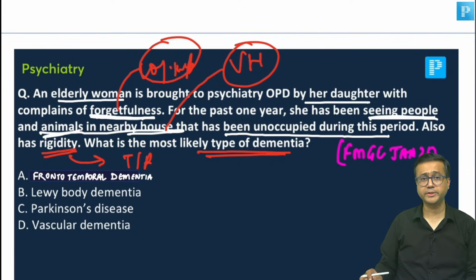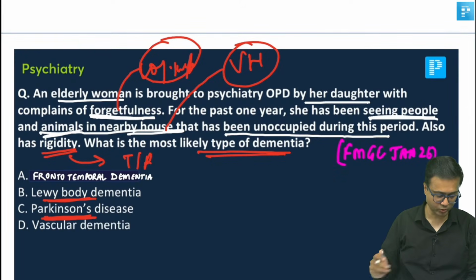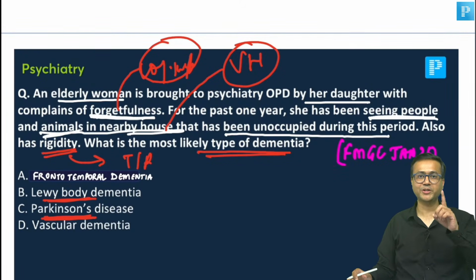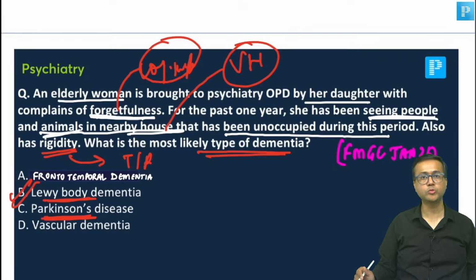Okay, so tell me, is it Lewy body dementia or Parkinson disease? See, both they have mentioned now. So can you appreciate the motor symptoms are occurring slightly later on. So here the answer is, finally they've asked this question also. So here beta, what is the answer? It is Lewy body dementia.